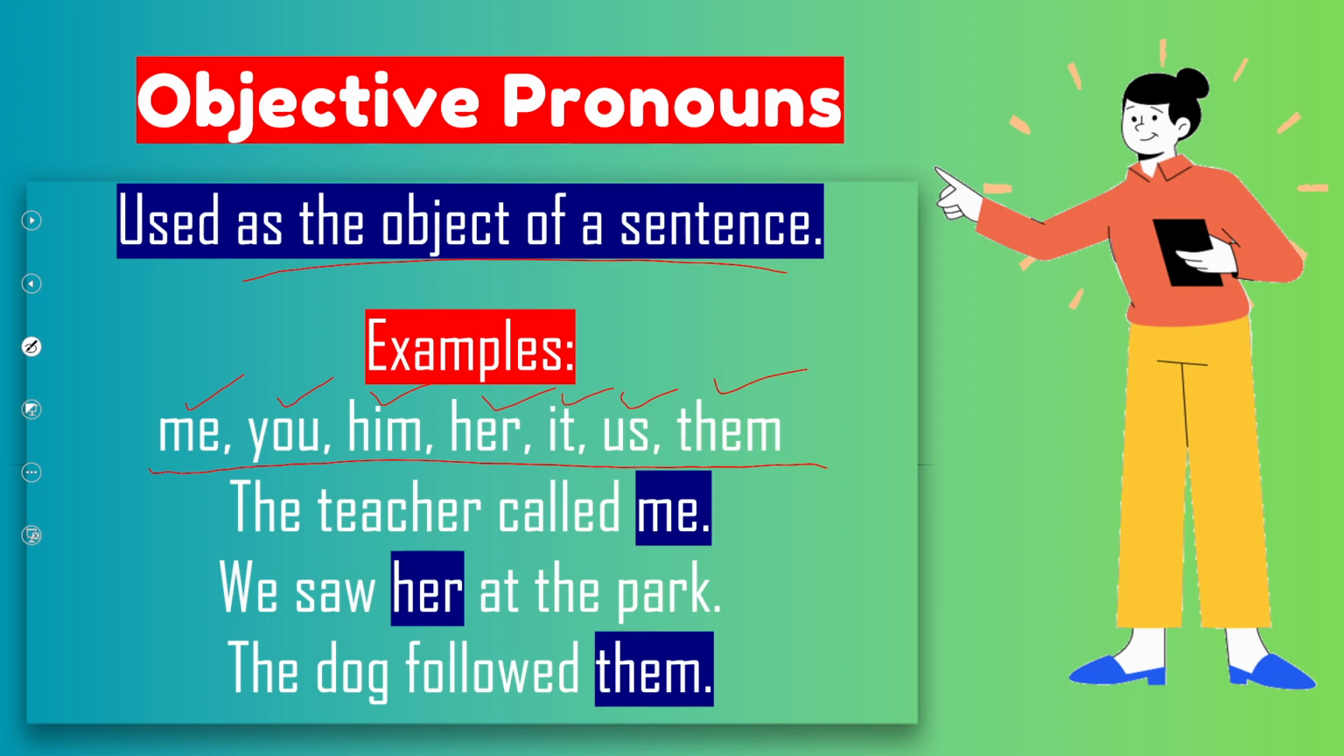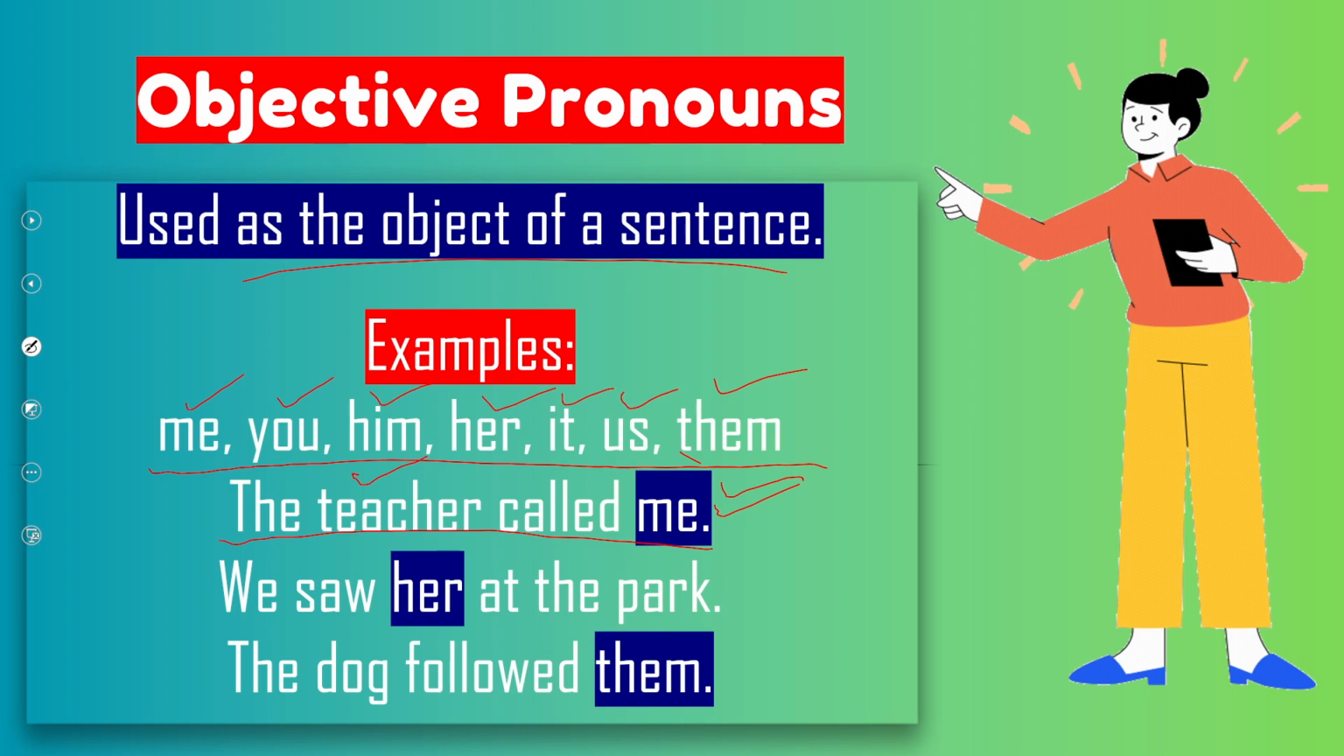So in the sentence, the teacher called me. Now the teacher is the subject and the action is done on the object, which is me. So instead of saying your name again and again, you can just use this objective pronoun and avoid repetition.